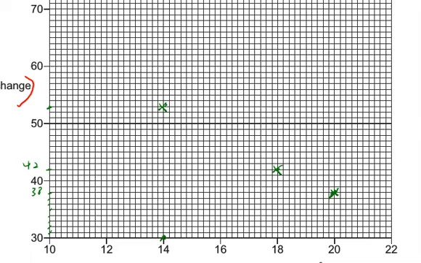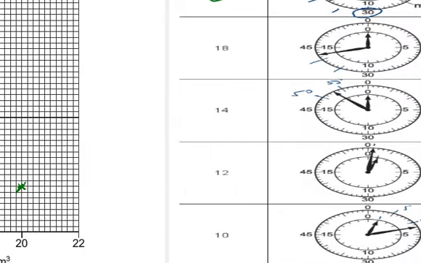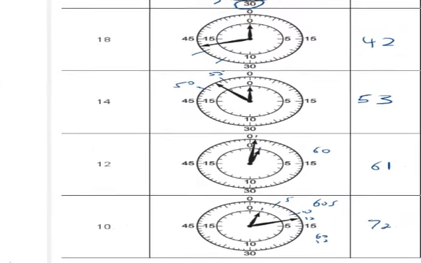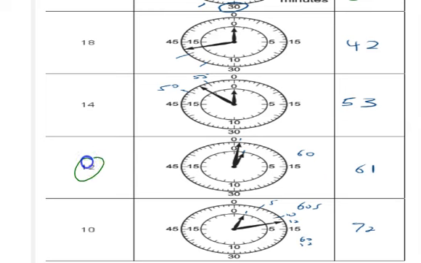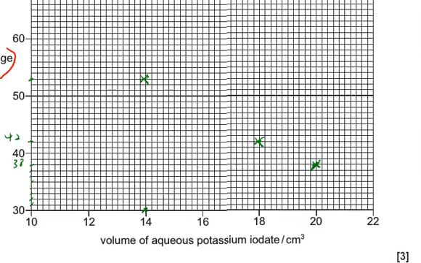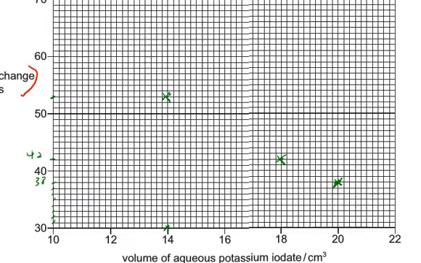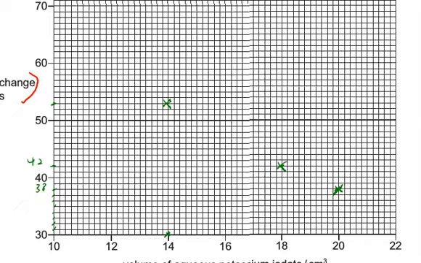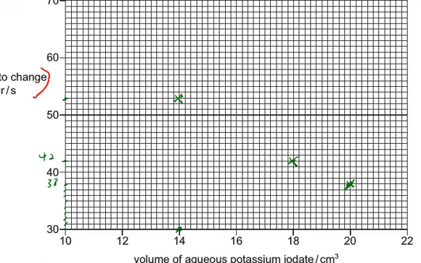14, 53. The next one is 12. The next one is 12, 61. 12 and 61. So 12 and 61 is here.